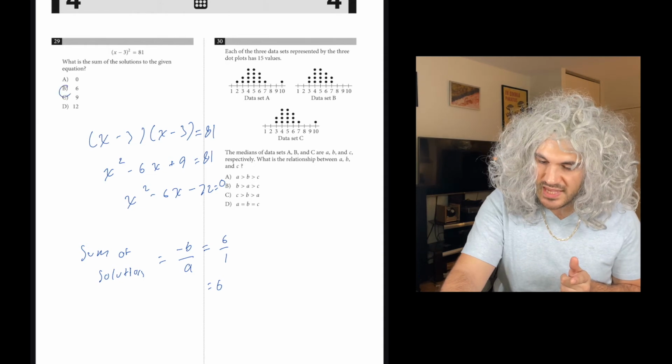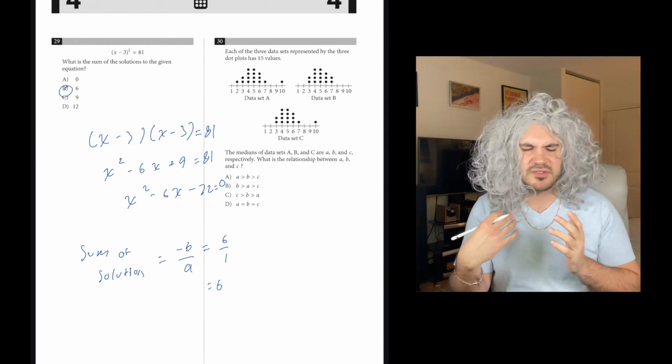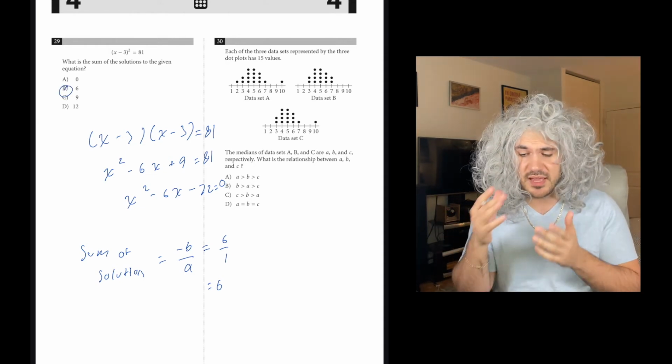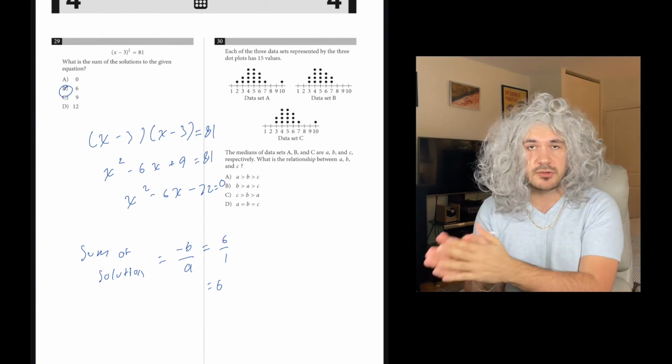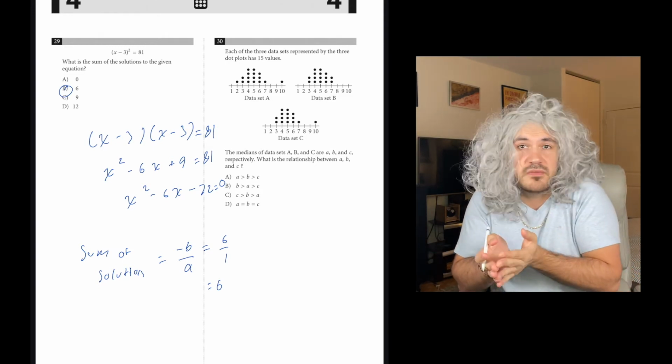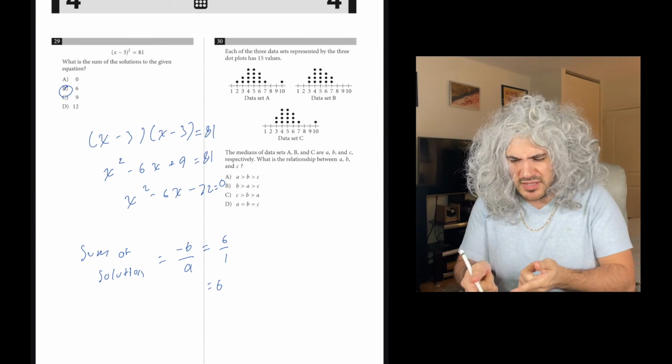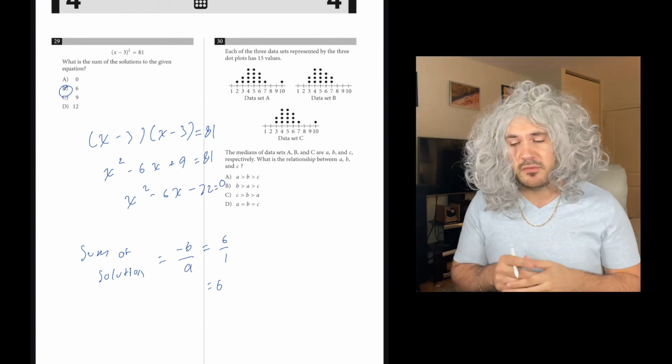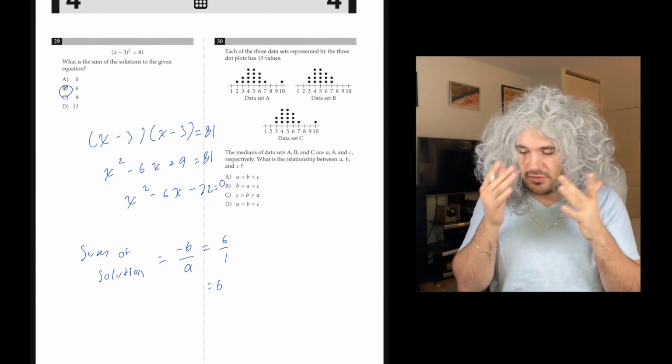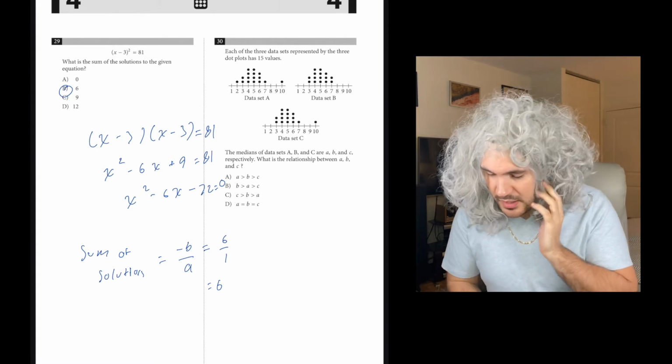So B is the answer. This is just like one of those handy formulas that you should have memorized. I mean, you could have actually just factored this and gotten your two values and added them up and that would have given you the sum of the solutions. But this shortcut, this little quick formula, sum of the solutions is negative b over a, far easier, far faster, right? You don't have to factor anything.